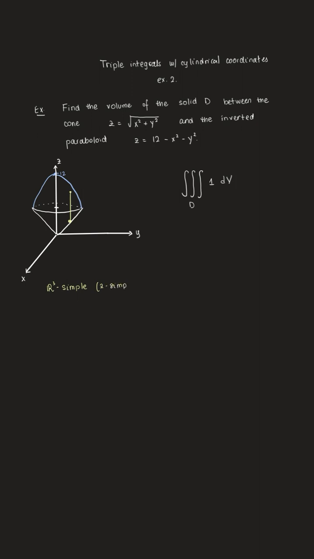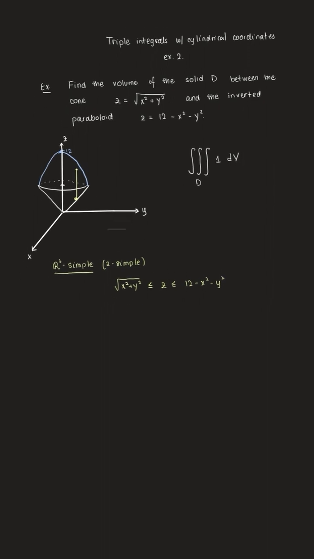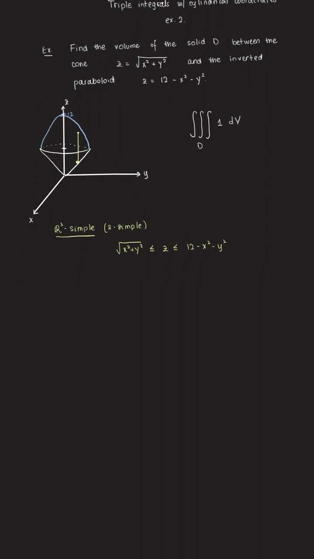So when we start going R3 simple, which I'm choosing to be z simple, we need to figure out what are the bounds for z? What are the z's enclosed in between? And since z is going between two surfaces, we can see that z will always be less than or equal to the paraboloid 12 minus x squared minus y squared, and greater than or equal to the cone, which is the square root of x squared plus y squared. Now, since I've already explained that cylindrical integrals are a good idea since the intersection is a circle, I'm going to go ahead and convert the bounds of z to polar coordinates, because I think that will be helpful to us in a little bit.